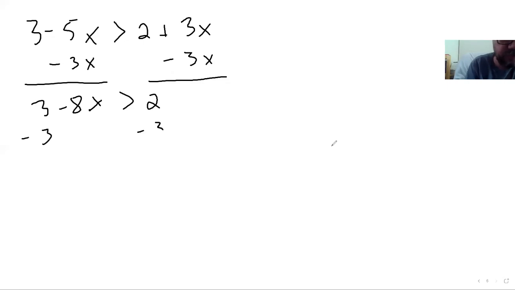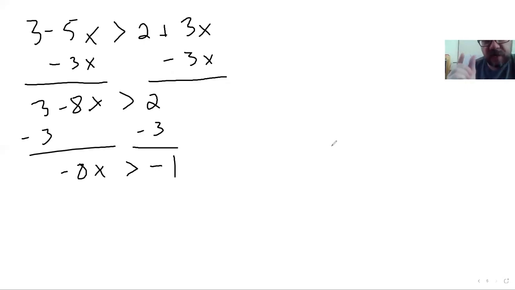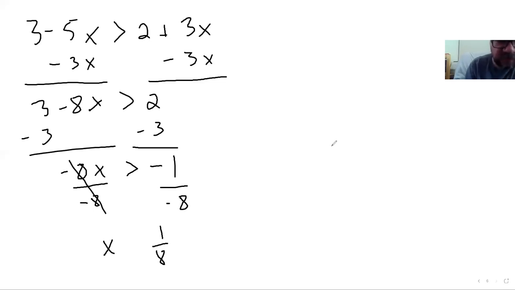Then I'll subtract 3 to get that to the other side. -3 minus 3. And again, I'm subtracting, so don't flip the sign. Minus 8x is greater than -1. And then I need to divide by -8. Here I do need to flip the sign because I am multiplying or dividing by a negative number. And so when these cancel, I end up with x. This over here is positive 1/8, and the sign turns over. So I want all the x's that are less than 1/8.